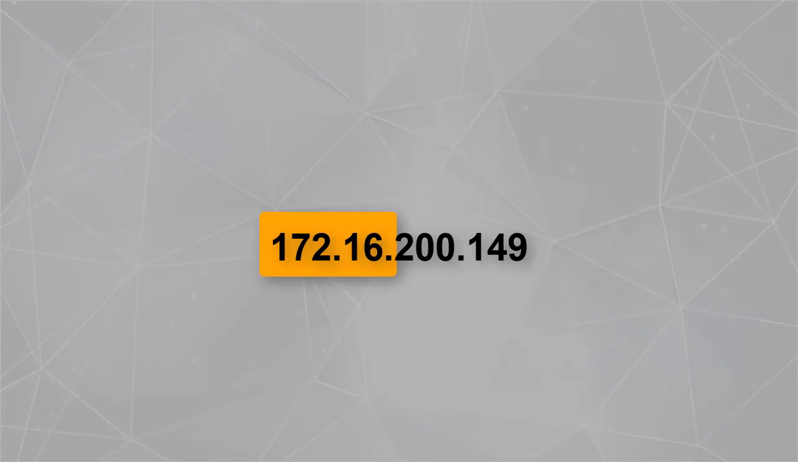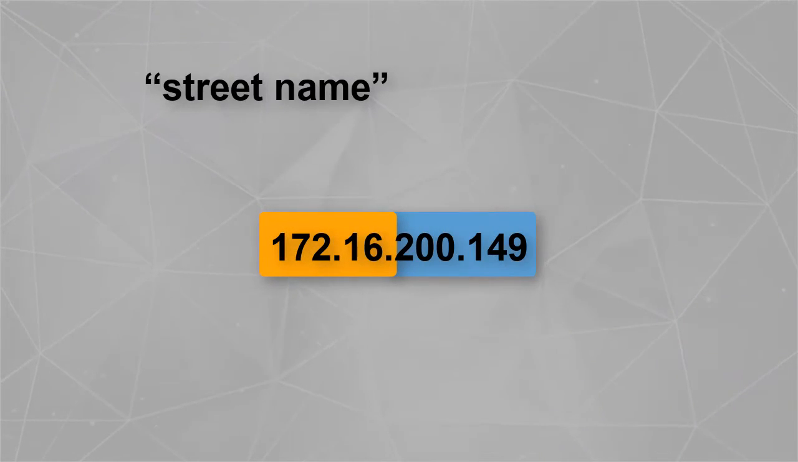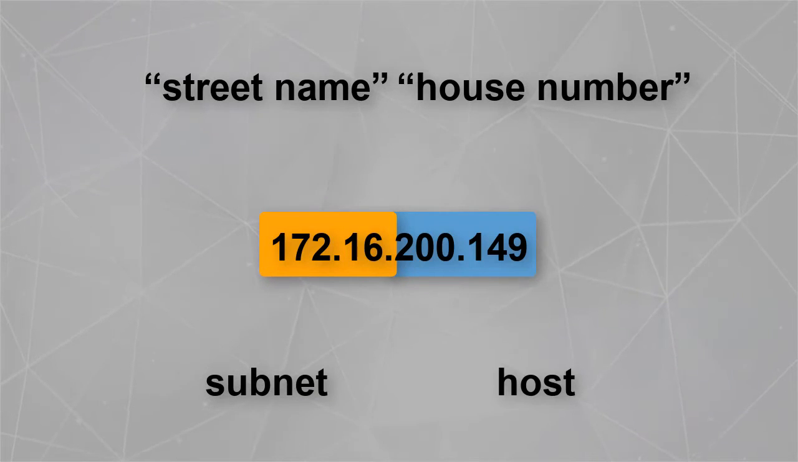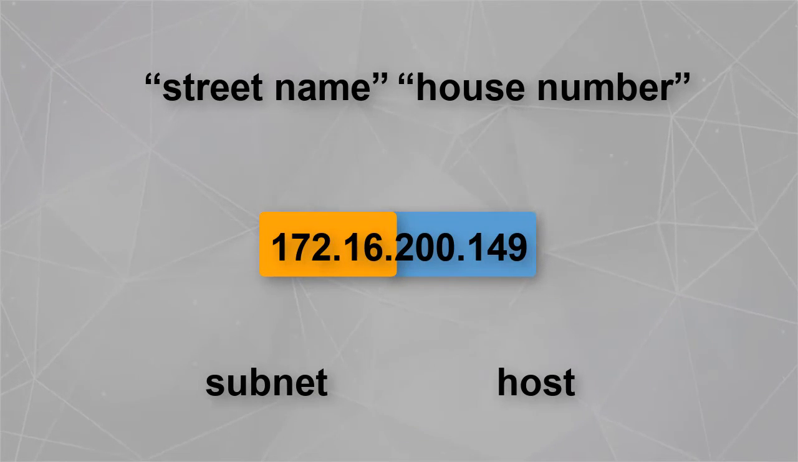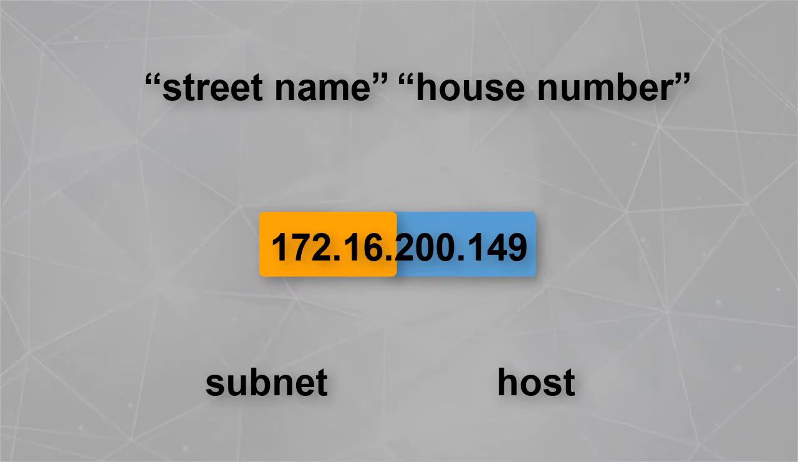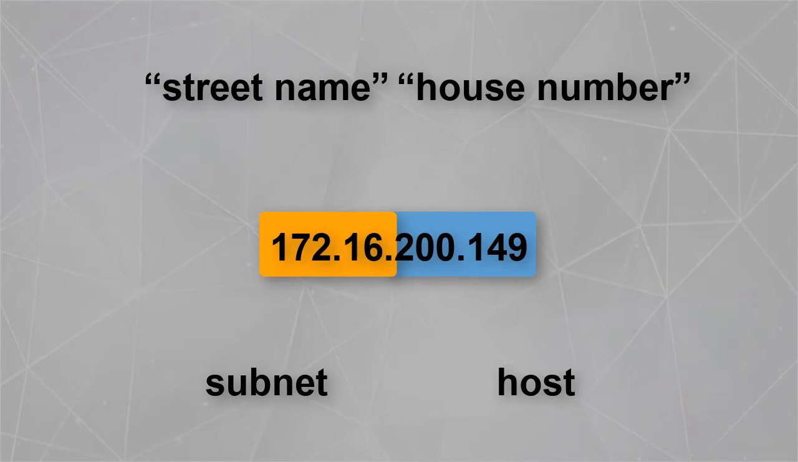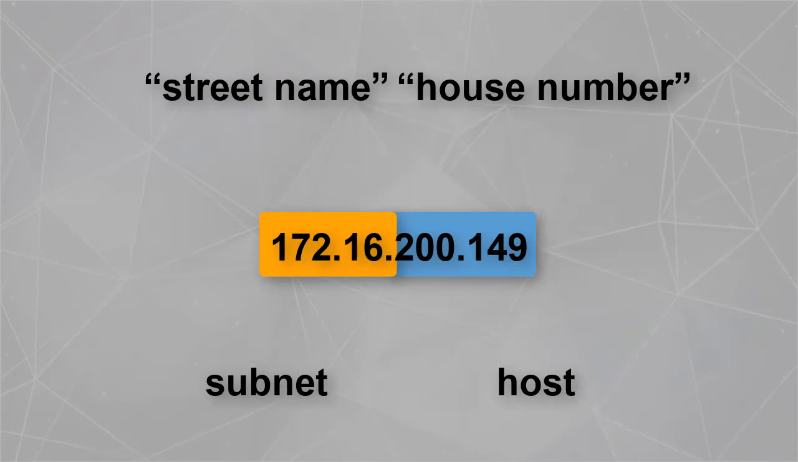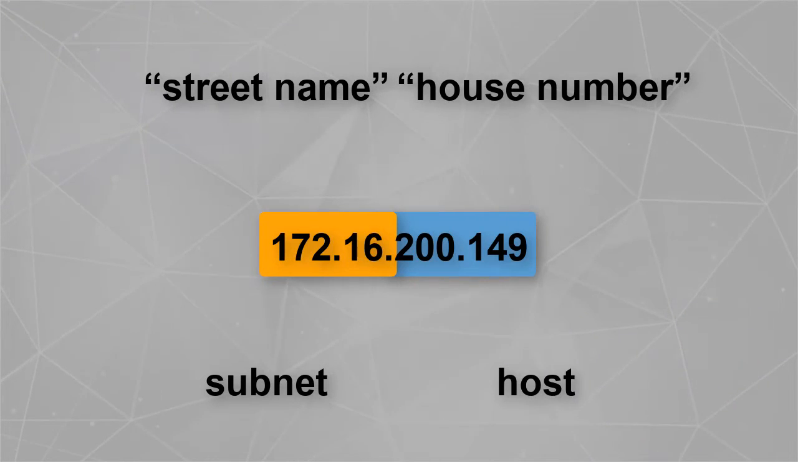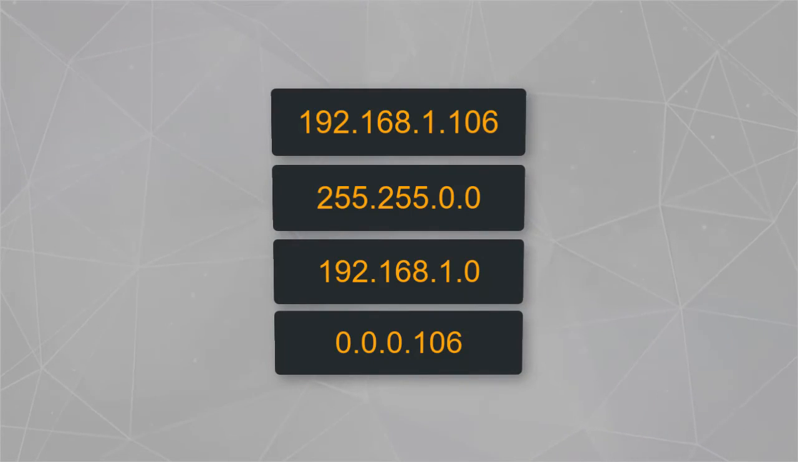Here's another. It also has 2 parts, street name and house number: subnet address and host address. But in this case, the street name is the first 2 blocks, not the first 3 like in our last example, and the house number is the last 2 blocks. Why is the division different in the 2 different addresses? And how can you tell? Just by looking, there are variations on these principles, but the basic mechanism is always the same.